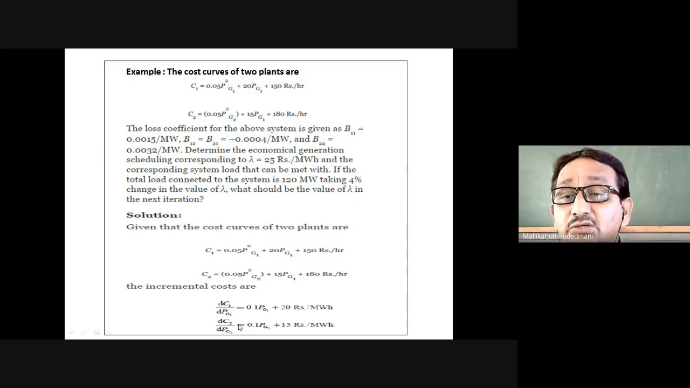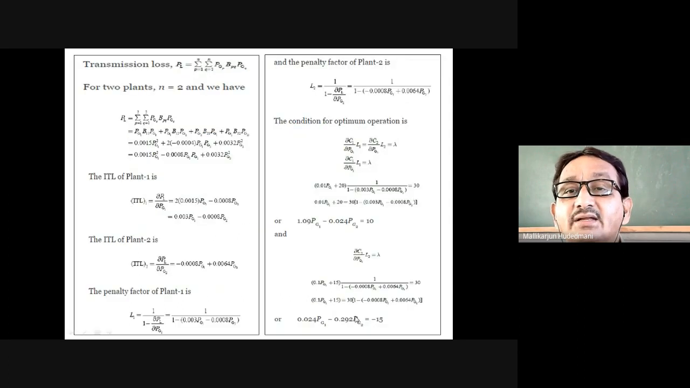Okay. C1, C2, two equations. Take dC1, dC2 by dP1, dP2, the incremental production cost of machine 1 and machine 2, differentiating by P1 and P2. Then we have to write the loss: B11 Pg1 squared, B22 Pg2 squared, 2 times B12 Pg1 Pg2. This equation we have already dealt with in the first problem itself. Then, this was already seen, the incremental transmission line loss, L1 and L2.